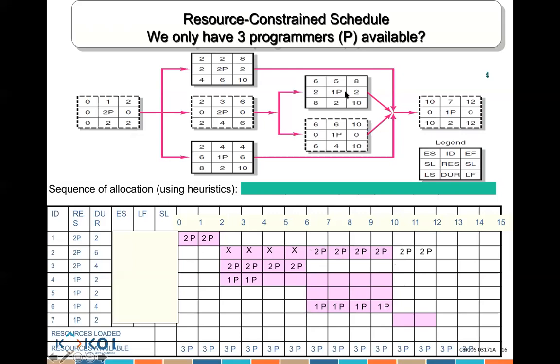So activity 5, when can it start? After day 10. And how many days does it need? 2. So that's between 10 and 12. And you notice we cannot start it before. Now, between day 10 and day 12, how many people am I using? 3. So when can activity 7 start?